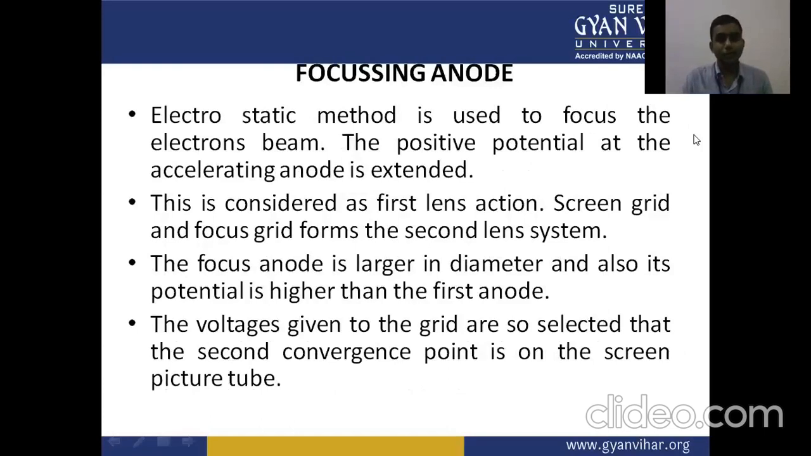The electrostatic method is used to focus the electron beam. The positive potential at the accelerating anode is extended. This is considered as the first lens action. The screen grid and focus grid form the second lens system. The focus anode is larger in diameter and its potential is higher than the first anode. The voltages given to the grids are so selected that the second convergence point is on the screen of the picture tube.